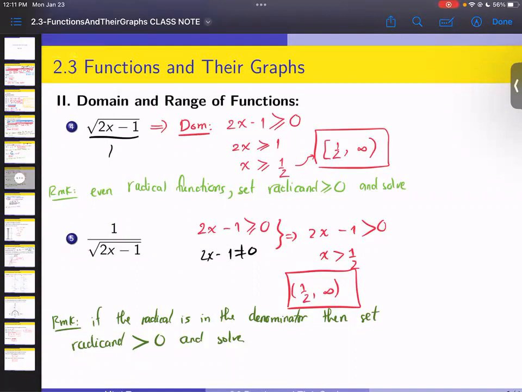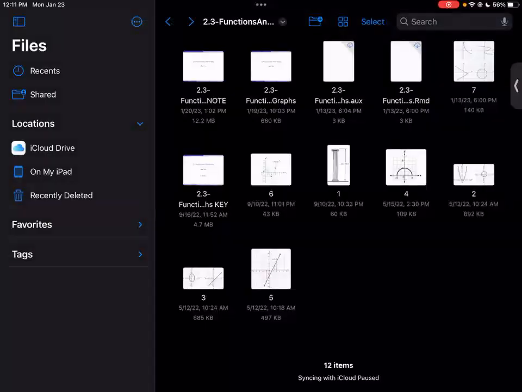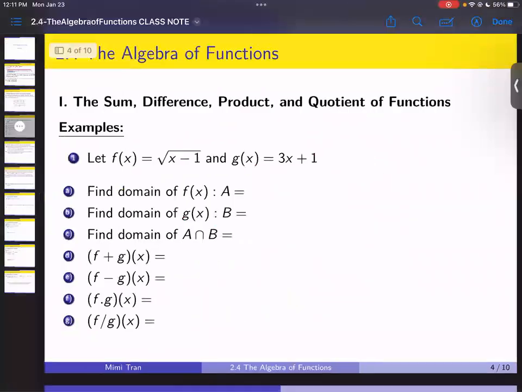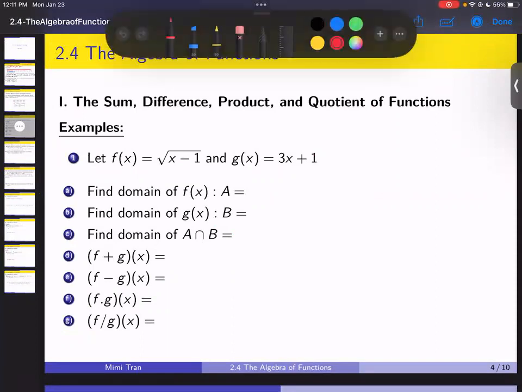Even radical function, you set the radicand greater than or equal to 0, right? So whatever is underneath the radical is at least 0. Make sure you know those, so those are on your final as well. So that means the domain for f of x, we call it the set A, is, let me do it on the scrap paper here, x minus 1 has to be greater than or equal to 0. That implies x is greater than or equal to 1.